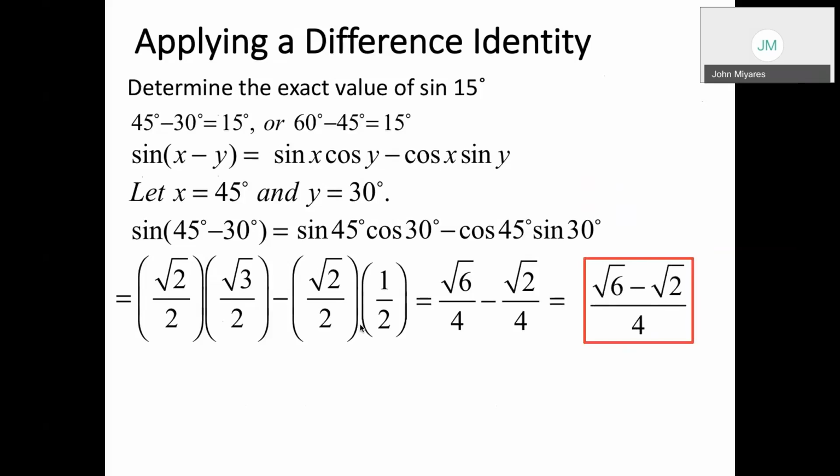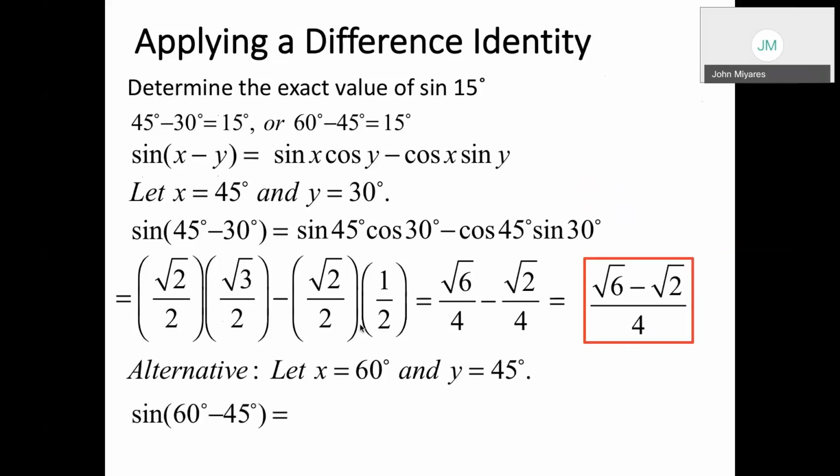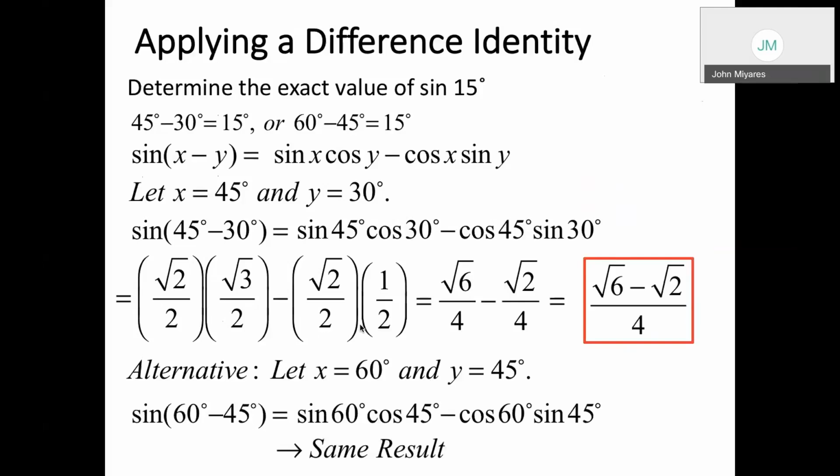Now, what if we had used x equals 60 degrees and y equals 45 degrees instead? What you should notice when you substitute those values in and apply the identity is that you're going to get the same results. The sine of 60 degrees is the square root of 3 over 2. The cosine of 45 degrees is the square root of 2 over 2. And the second piece, the cosine of 60 degrees is 1/2, and the sine of 45 degrees is the square root of 2 over 2.